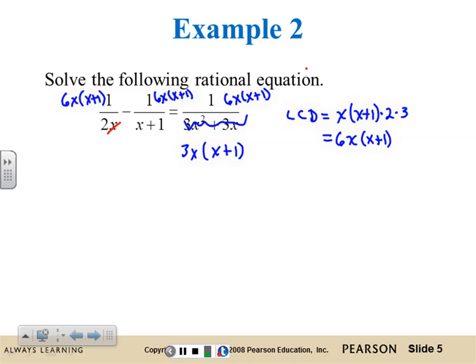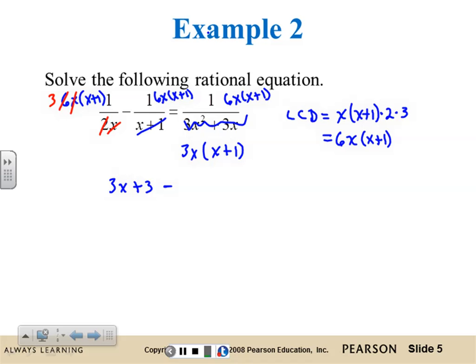I can cancel out these x's, and this 2 will go into this 6 3 times. And so now I have 3 times x plus 1 times 1. So let's multiply the monomials together first. 1 times 3 is 3, and then we can do the distributive property, and we'll need to do that so that we can combine like terms. So 3 times x is going to be 3x, and 3 times 1 is going to be 3.